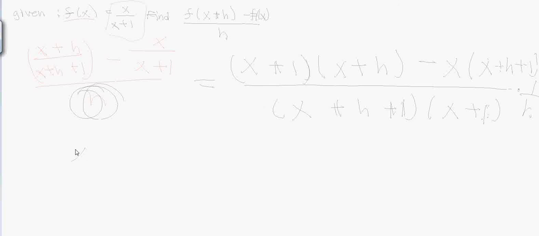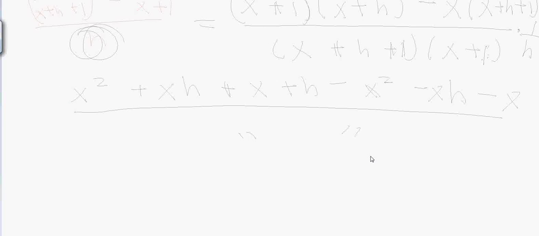Okay, so when you simplify this, you get x squared plus xh plus x plus h. Minus x squared, and you need to be careful, plus xh, since you're just distributing minus x. And this is all over the same common denominator, which I'm not changing yet.